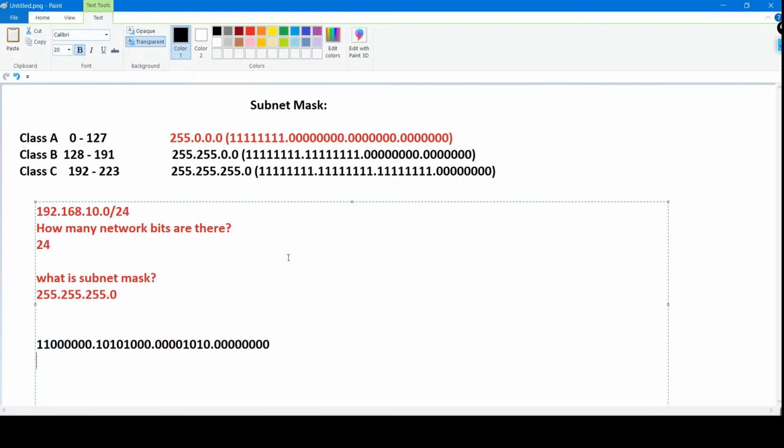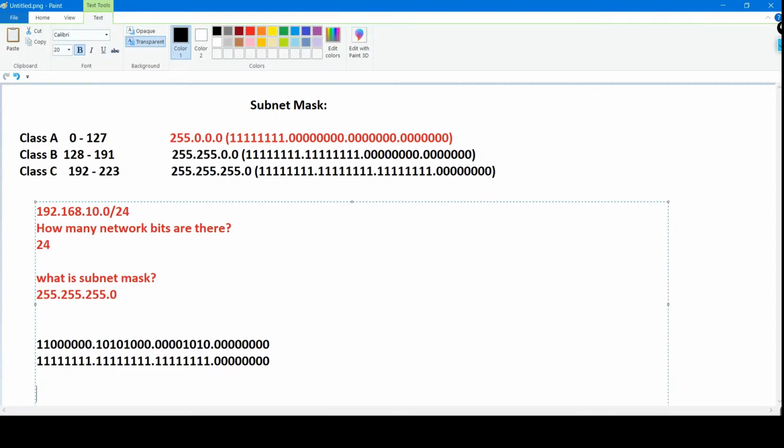Then the machine will convert the subnet mask into binary. The subnet mask 255 is 11111111, dot, again 11111111, dot, 11111111, and in the last octet all bits are 0, 00000000.